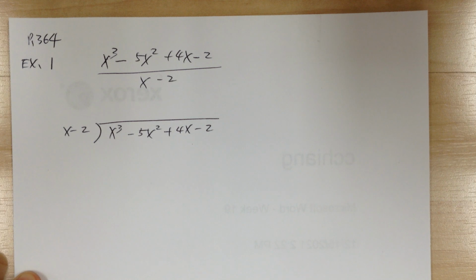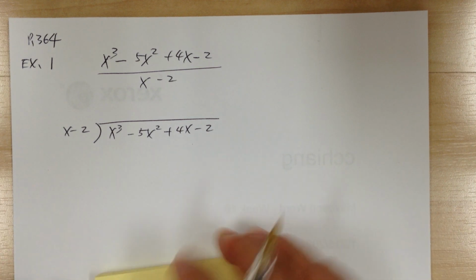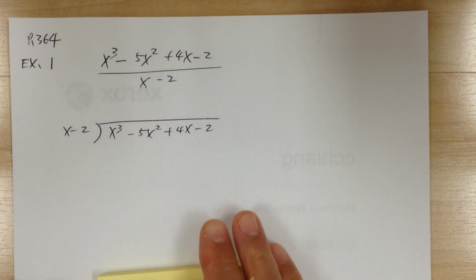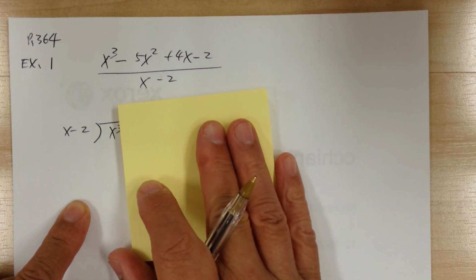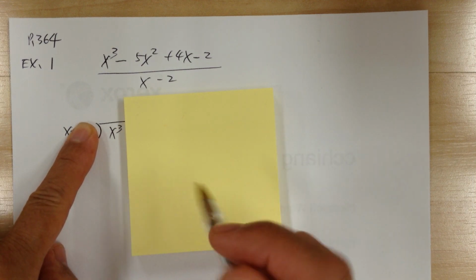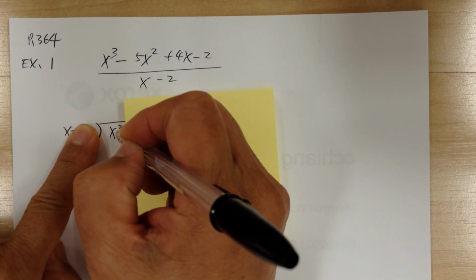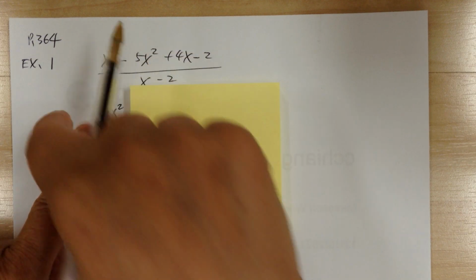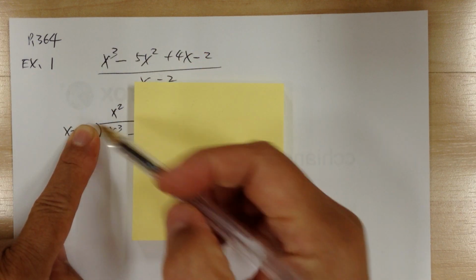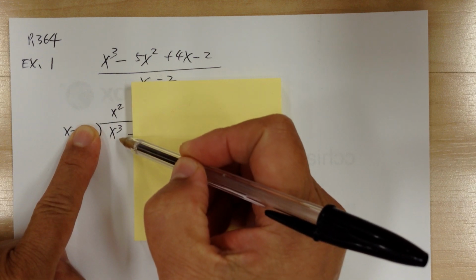Then, when you start to divide, you just think of each term as a digit. So you want to focus on the first term, or the first digit. You ask yourself, x times what will give you x cubed? The answer would be x squared. So again, x times x squared will give you x cubed.